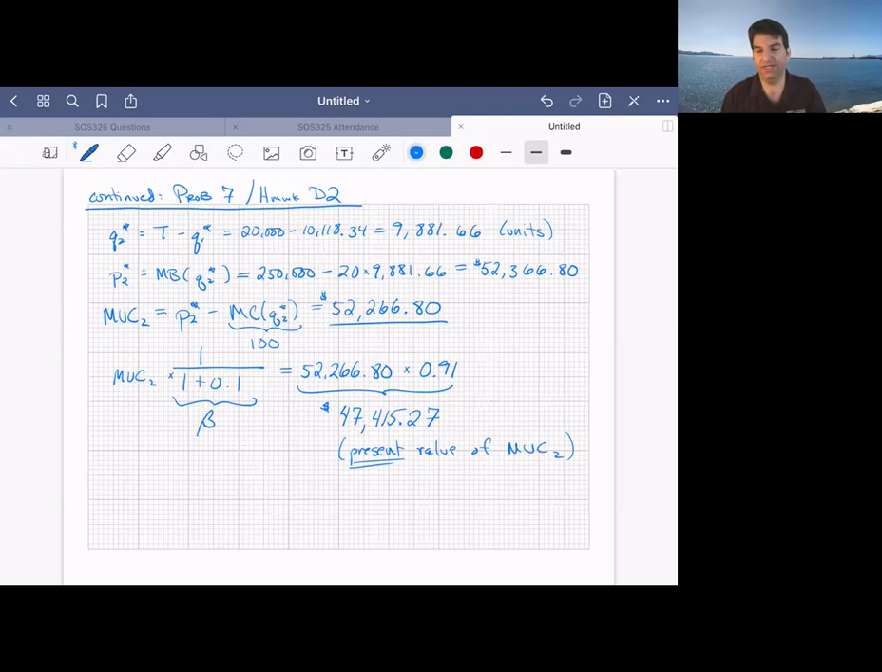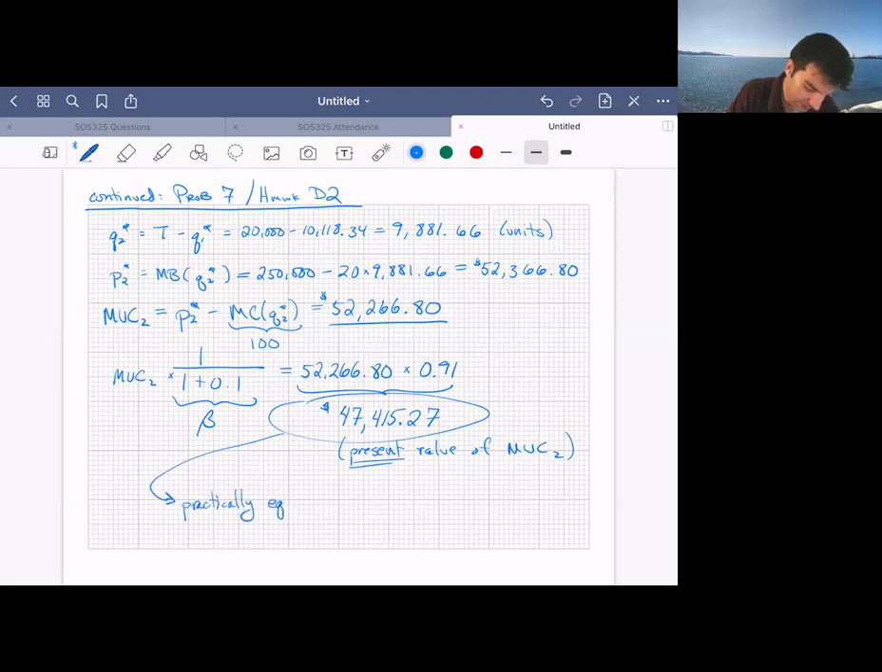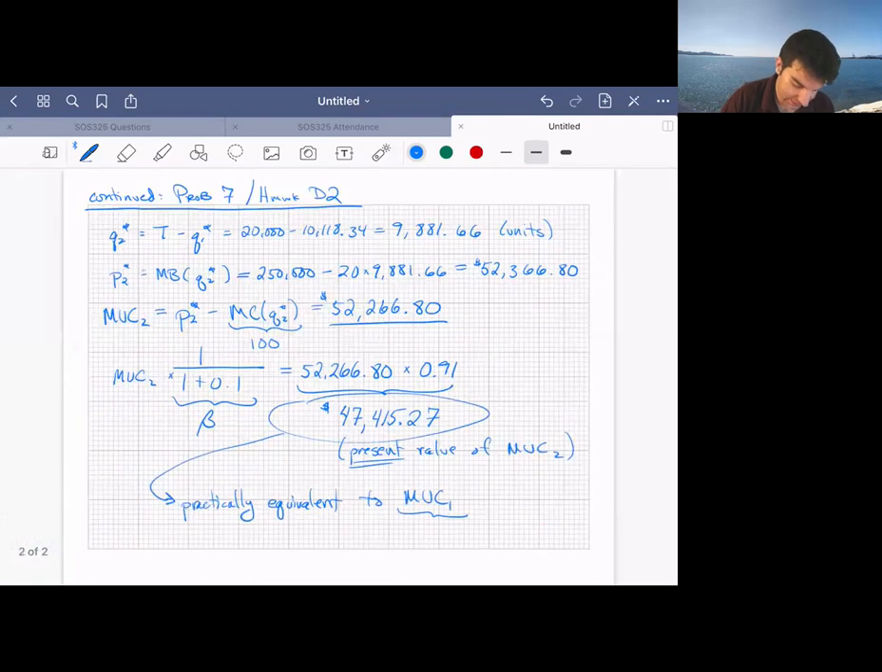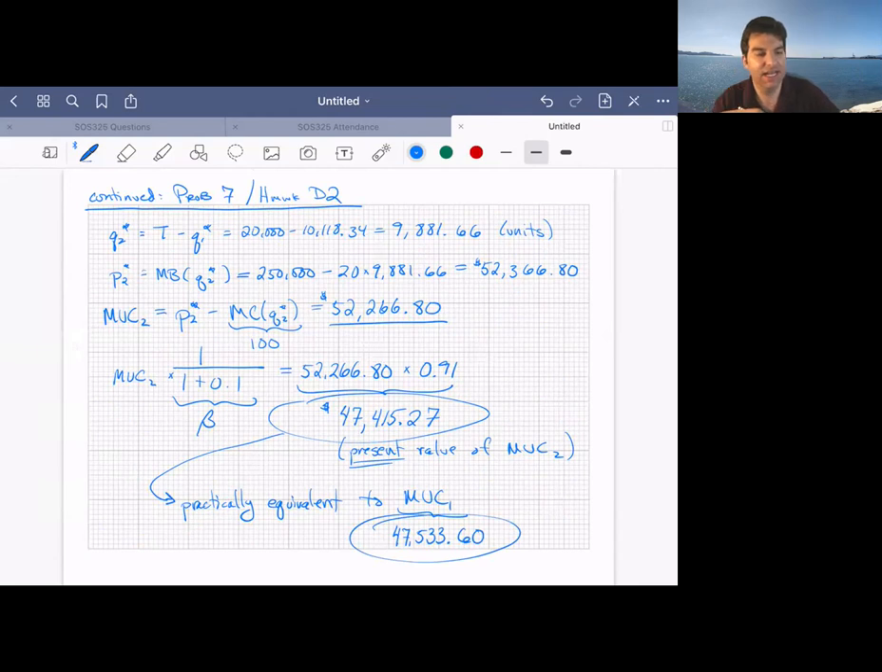And then in the last part of that question, I then noted that the present value, this value here, is practically equivalent to MUC1. And that MUC1, if I go back to the previous, is 47,533.60. And that's expected because the dynamically efficient equilibrium is one that makes the marginal user cost rise with the prevailing rate of interest.